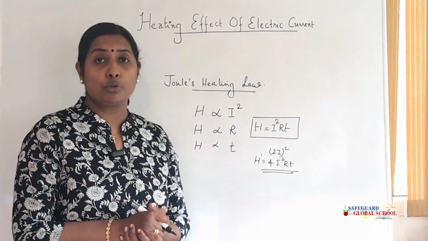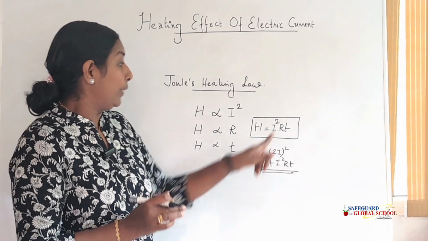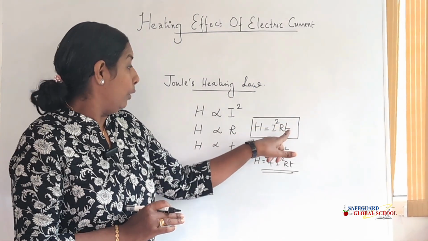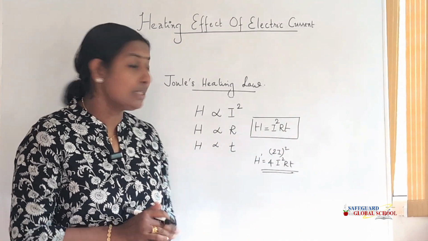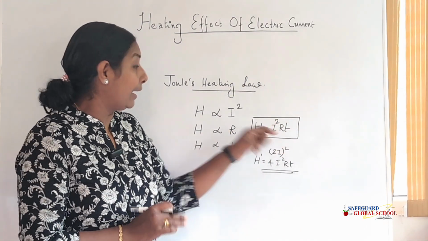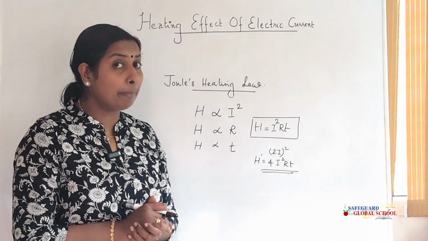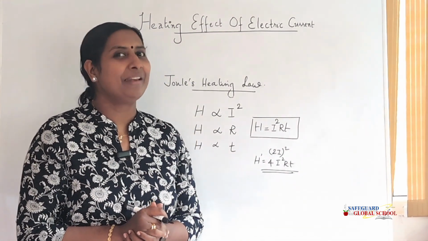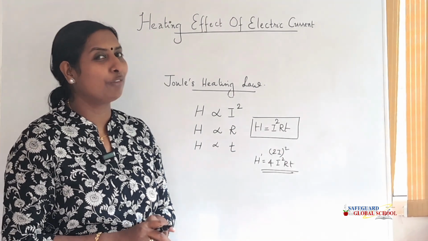Such types of multiple choice questions may be asked to you. When the resistance is doubled, what happens to the heat? Heat is doubled. When the time is doubled, what happens? The heat is doubled. When the current is made 3 times, what happens? It becomes 3I the whole square. So it will become 9 times. I hope you have got it.